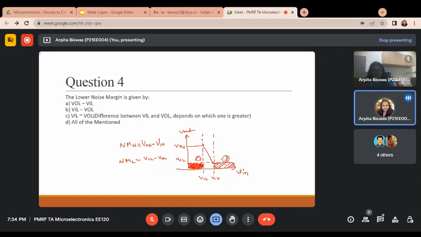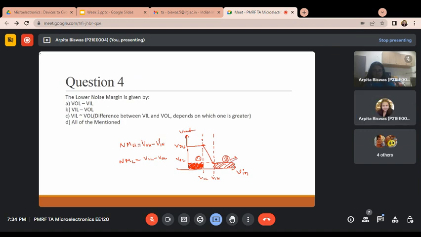If you are calculating VOH, V output high, minus V input high, then which region are you getting? 1 or 2? 2, madam. V output high, then V input high. It is number 2 region.